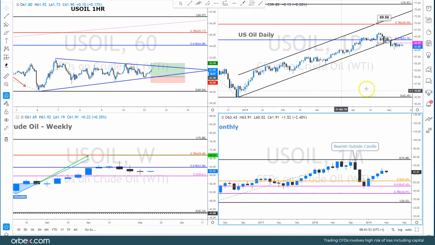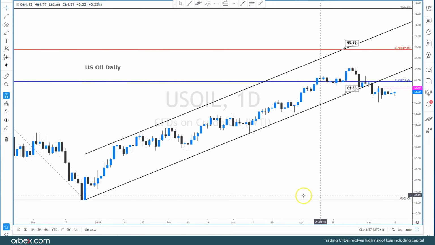So plenty to think about on here. On the daily chart, we've seen the bullish channel has been broken with this quite aggressive move to the downside. So again, further price action is looking to take us lower over the more short term.